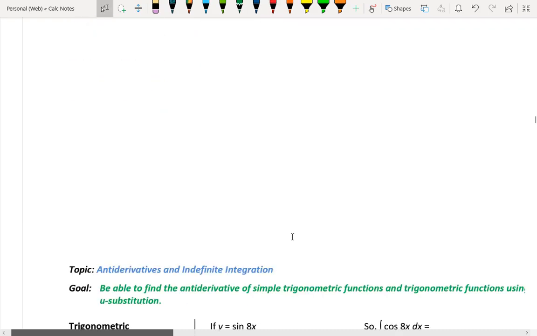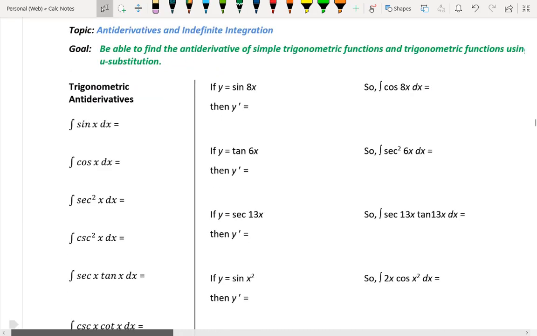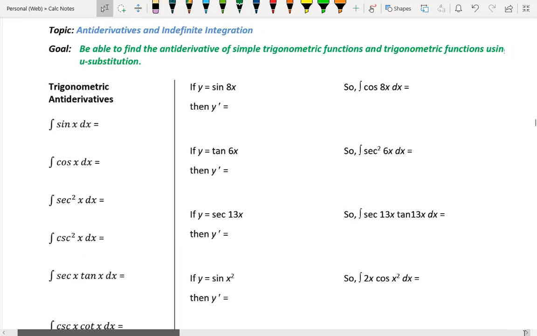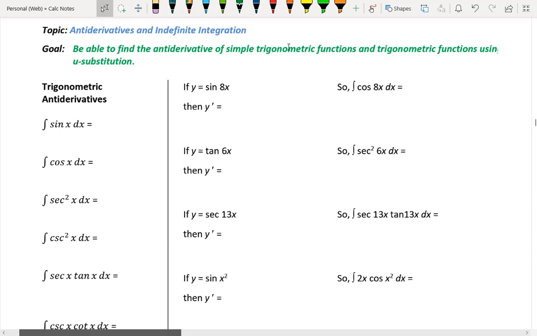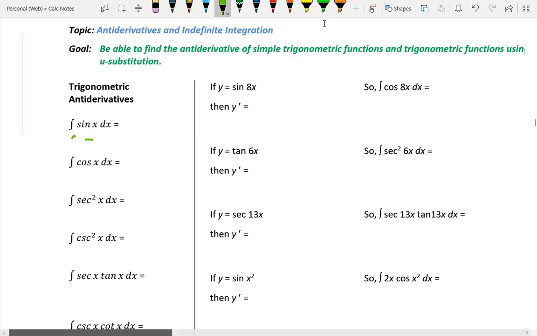All right. So here we go. We are looking at integrals again today. So our trigonometric antiderivatives, we want to know these. And so we're going to start off by doing these. The integral of sine x is negative cosine.